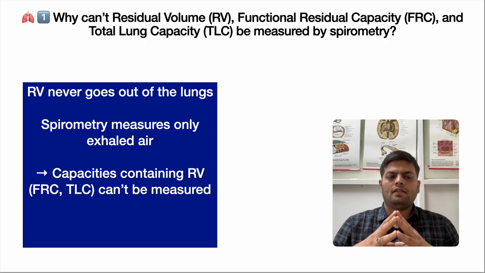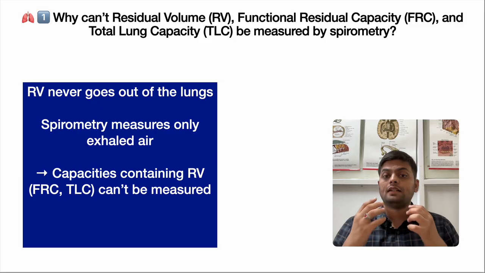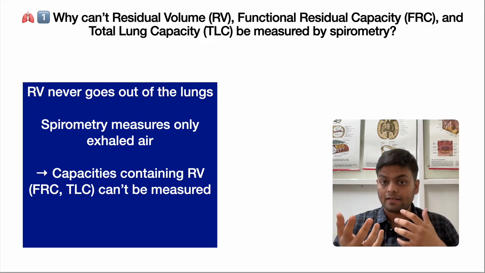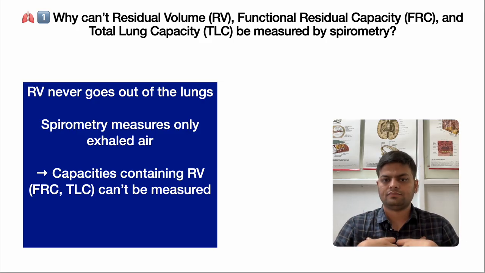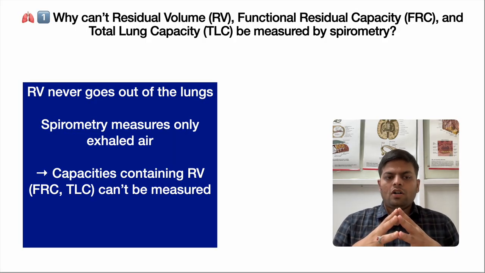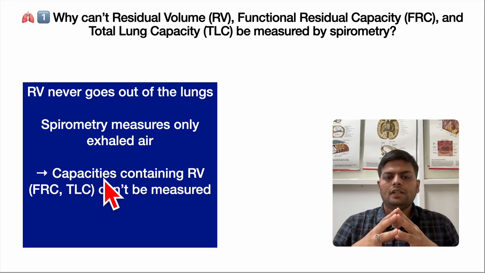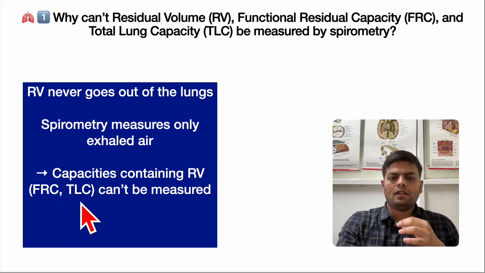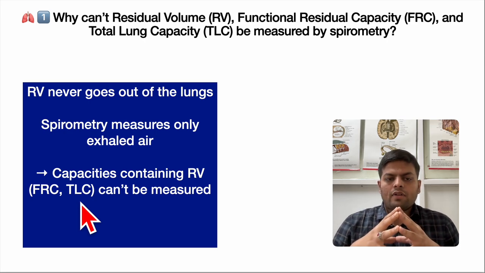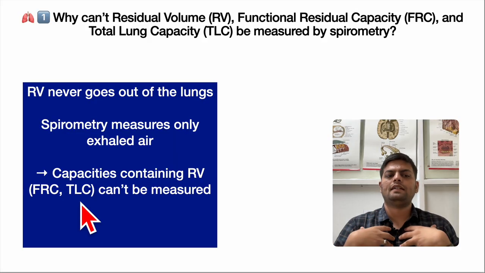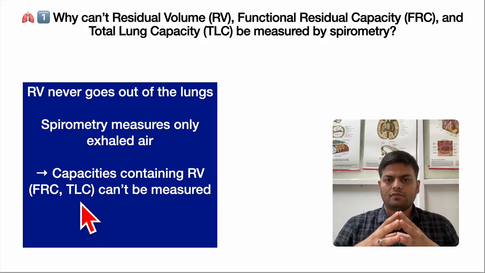This is because residual volume never goes out of the lungs and spirometry can measure the volume that is exhaled, not the air that is left behind in the lungs. Because of this reason, any lung capacity that includes residual volume, like functional residual capacity and total lung capacity, also cannot be measured by spirometry. Spirometry can only record the air that is moved in and out of the lungs during breathing, not the air that remains trapped inside after maximal expiration.